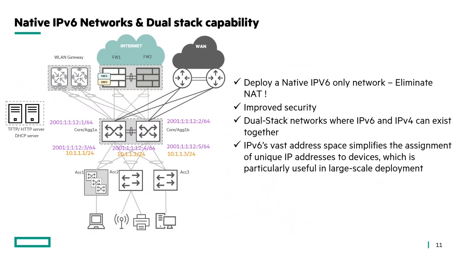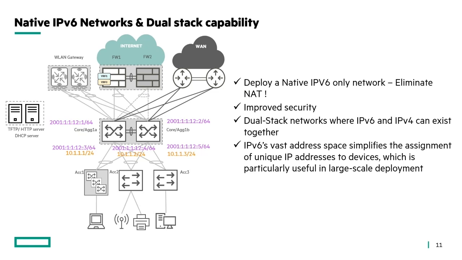The next use case would be native IPv6 networks and dual stack capability. Deploying a native IPv6 only network eliminates the need for NAT. Here we in turn reduce complexity and latency in the network, thus improving real-time application performance. Adding on, IPv6 offers enhanced security features such as built-in IPsec, ensuring better end-to-end encryption and authentication compared to IPv4.